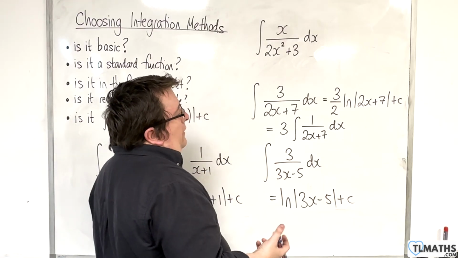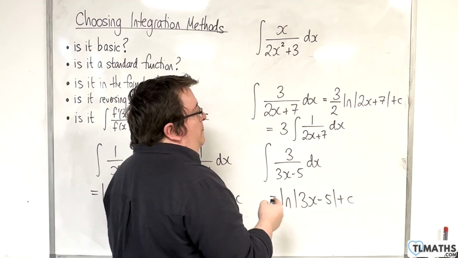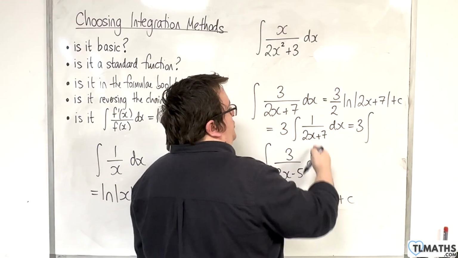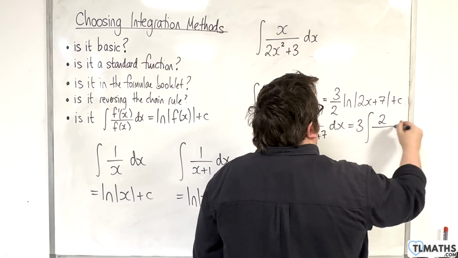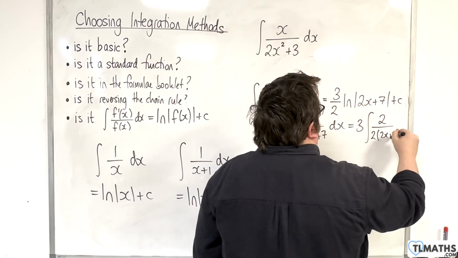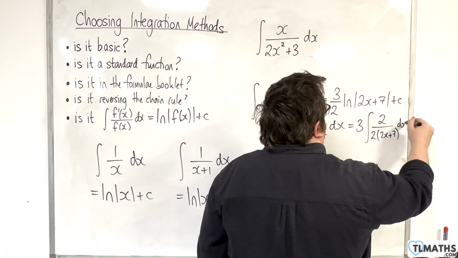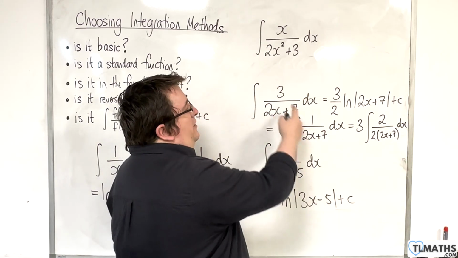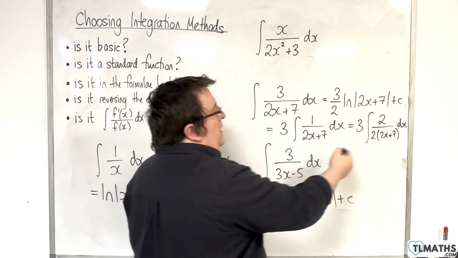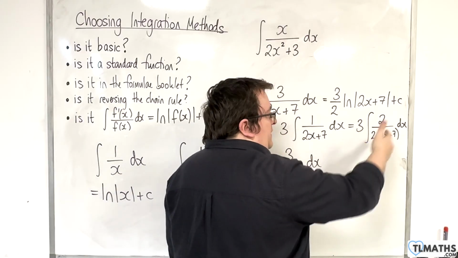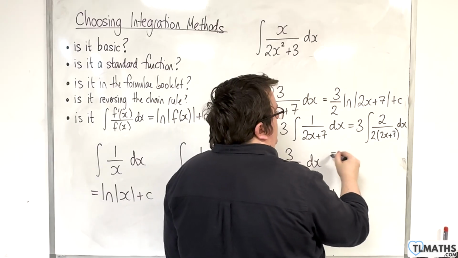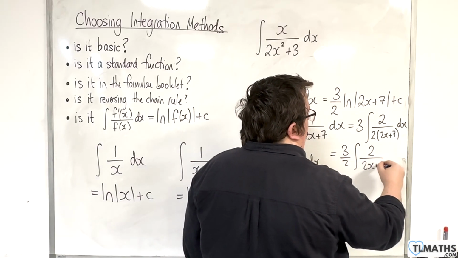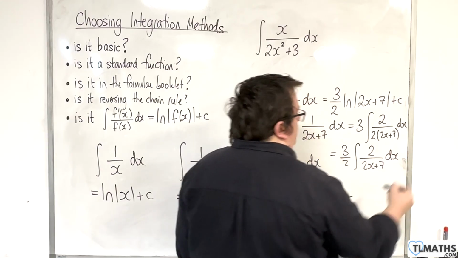Then what I could do is I could multiply this fraction top and bottom by 2. So imagine multiplying that fraction top and bottom by 2, you're going to get 2 on the top and 2 lots of 2x plus 7 on the bottom. Okay? But again, just like I factored the 3 out of the integral, I can factor that 2 out of the denominator and bring the half out the front. So I'd have 3 halves times the integral of 2 over 2x plus 7 dx.